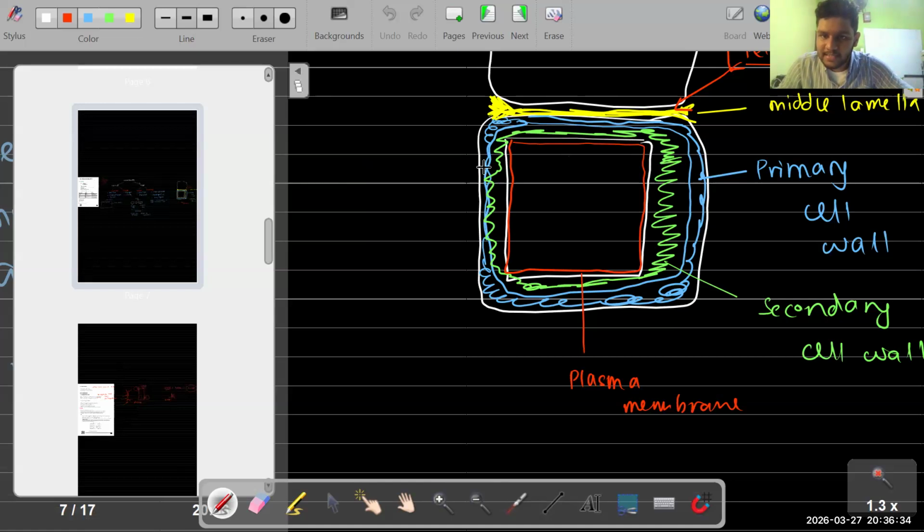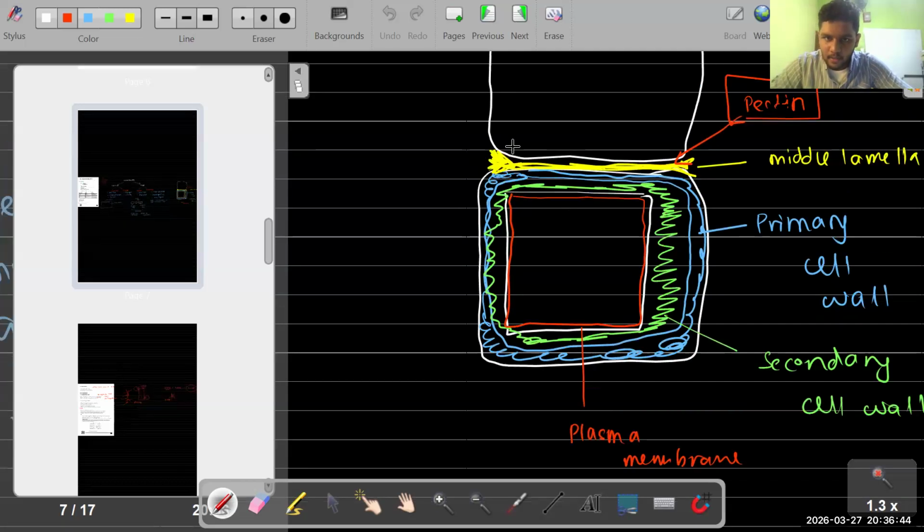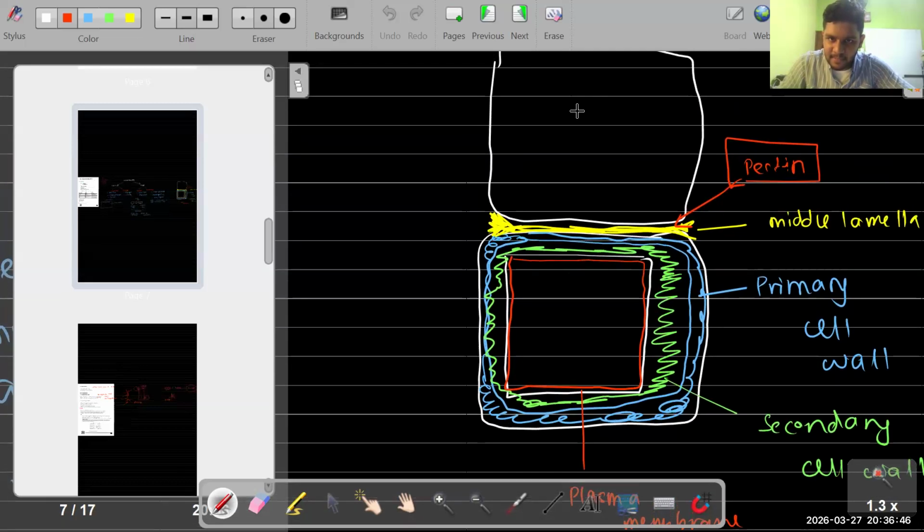Now, if you see this white color cell wall, it will be divided into two. The outermost layer is the primary cell wall. The innermost layer is the secondary cell wall. Now, if you see the cell wall, this is another cell. This is another plant cell.